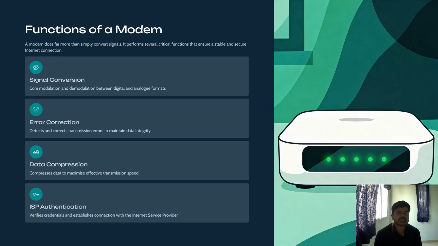And the next is functions of a modem. A modem does more than signal conversion. It also corrects errors, compresses data, authenticates ISP credentials, and maintains connections. It ensures stable and secure internet communication.